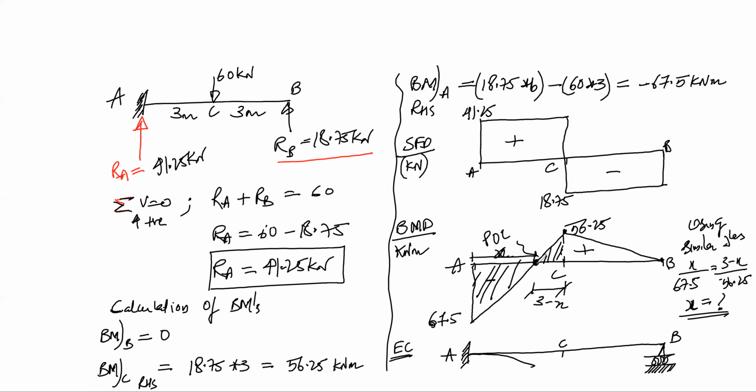And from point of contraflexure till the support B, I have sagging bending moment. That means the beam has to sag. So I can draw it like this. This is my point of contraflexure. So elastic curve has to be drawn by seeing the bending moment diagram. For the hogging region of bending moment diagram, you show the beam as hogging, and for sagging region of the beam, you show it as a sagging curve. That will give you the elastic curve.